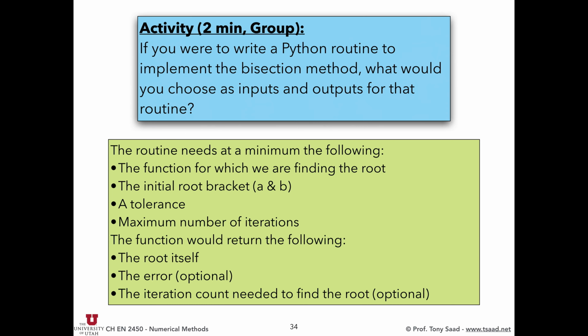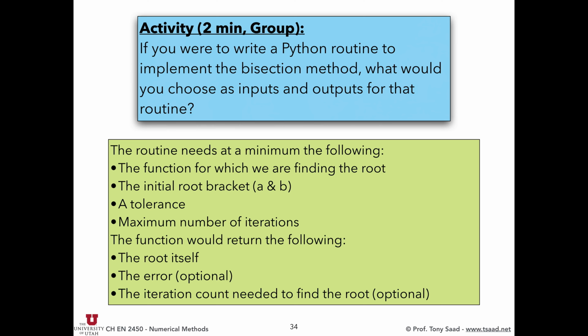So the routine at a minimum requires the following. It requires the function name, for which we want to find the root, the initial root bracket A and B, a tolerance that tells us when to stop, a maximum number of iterations because we don't want to keep trying to find the root.